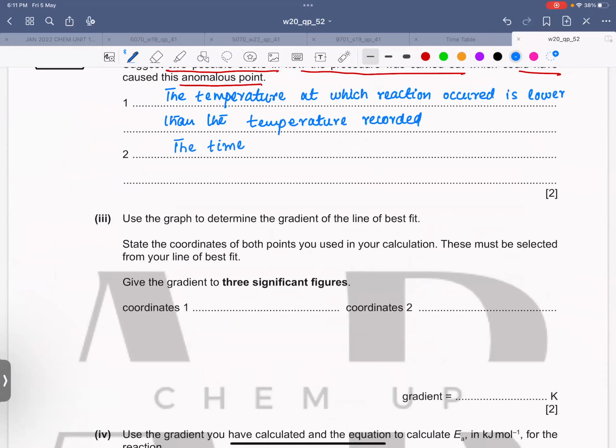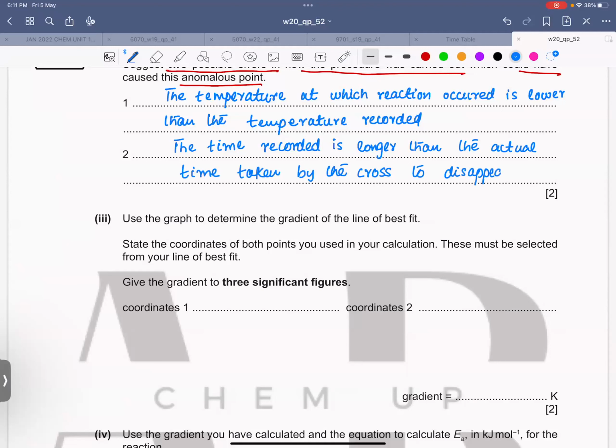That the time recorded is longer than the actual time taken by the cross to disappear. Is this understandable to everyone?